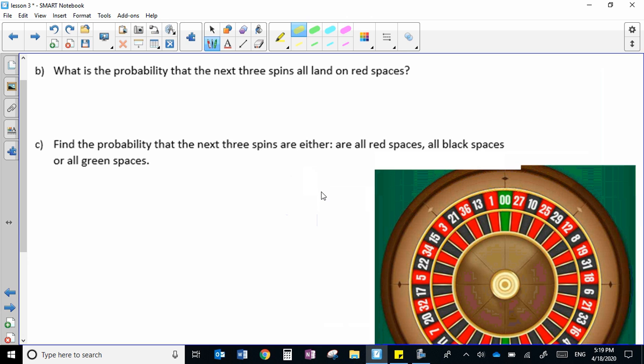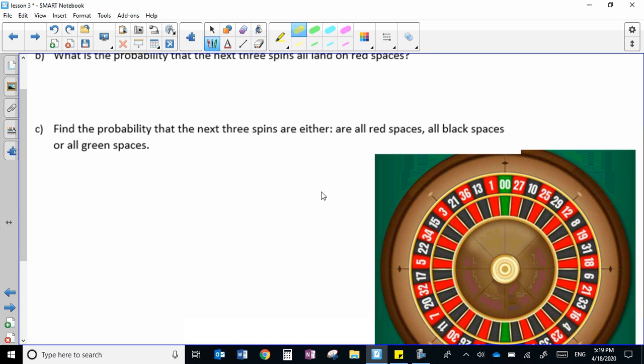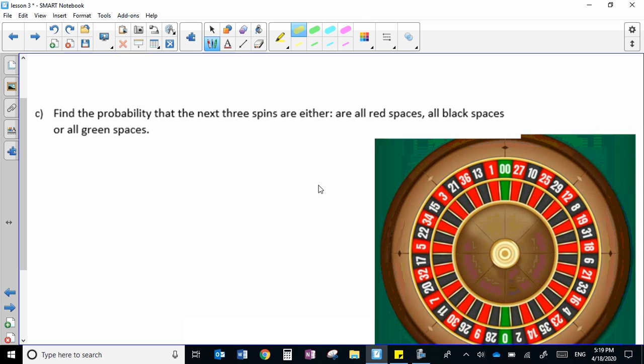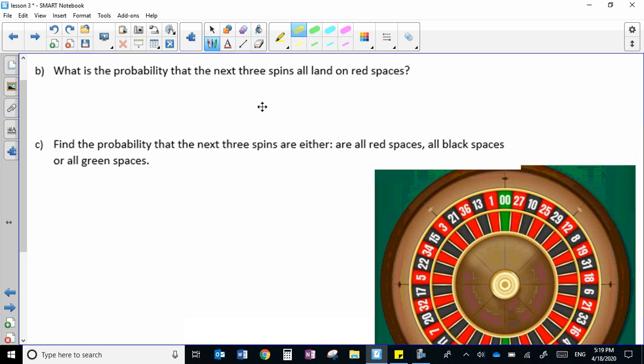What's the probability that the next 3 spins all land on red spaces? Okay, so now we're talking about 3 events and an "and." These are independent events, meaning the outcome of one event does not determine the outcome of the next. So the first event, rolling a red space, has a probability of 18 out of 38. Remember that we can multiply probabilities of independent events together. Times the probability you'll get a red on the second, times the probability you'll get a red on the third.